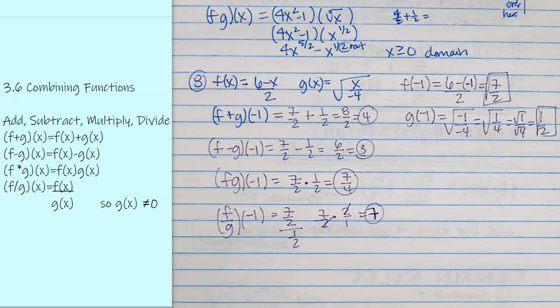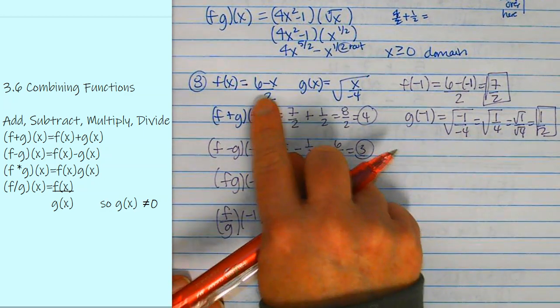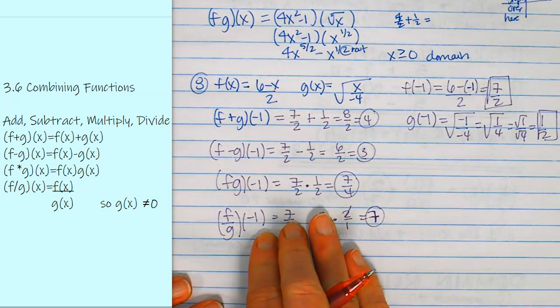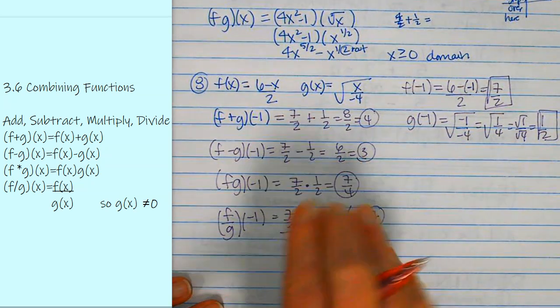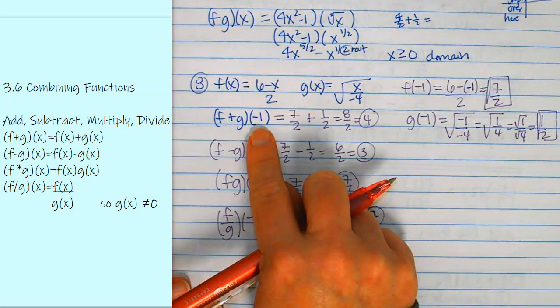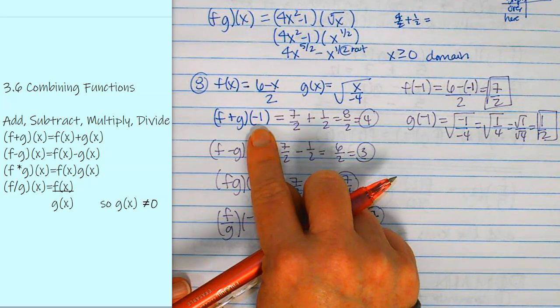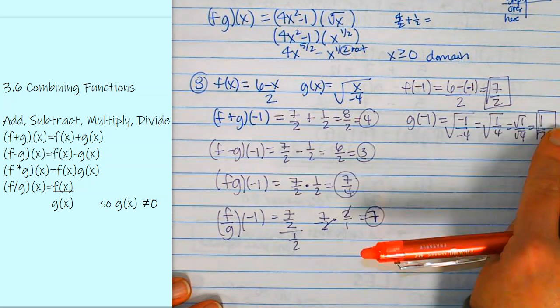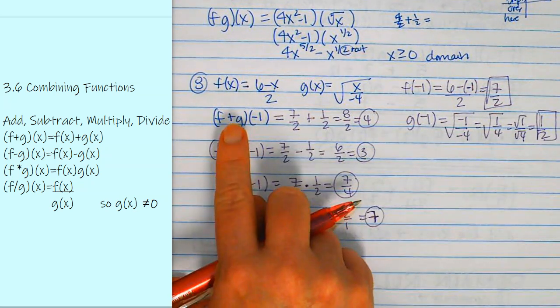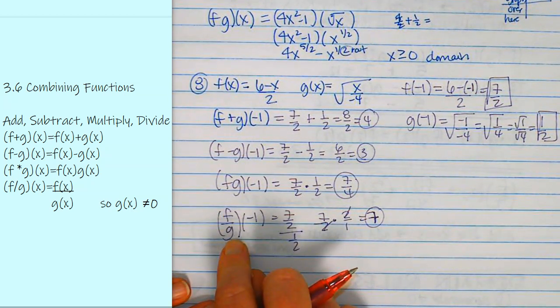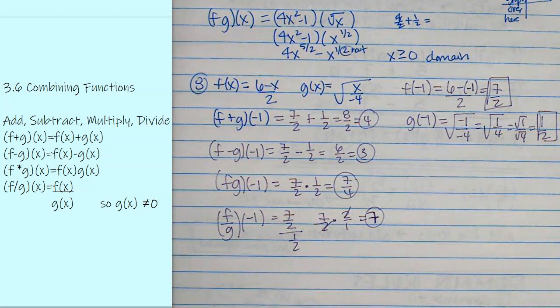There we go. So you want to write down your functions. I want to see all of this work on your paper. So write down the two functions. If they ask you to evaluate it at a number, then go ahead and figure that out, because then you've already done this math. All you have to do is add, subtract, multiply, or divide them. Okay? So that's number 8.